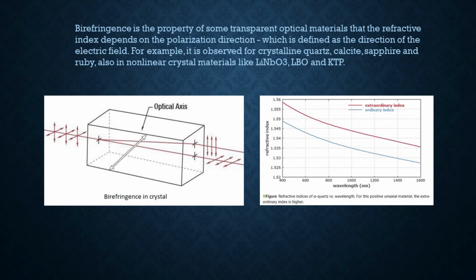So in this picture we can see the birefringence in the crystal where two rays are refracted, and the other figure is basically the variation of refractive index with respect to wavelength for the extraordinary ray and ordinary ray in an alpha quartz crystal.